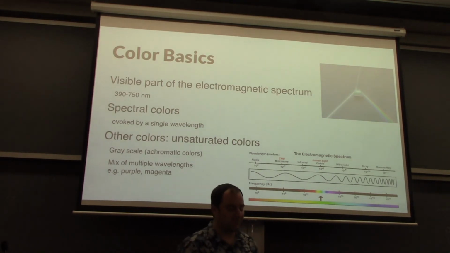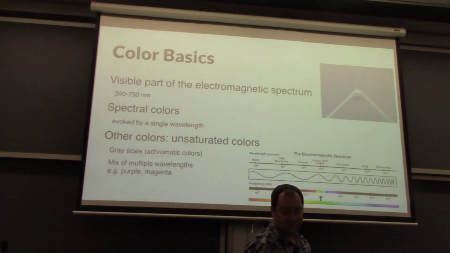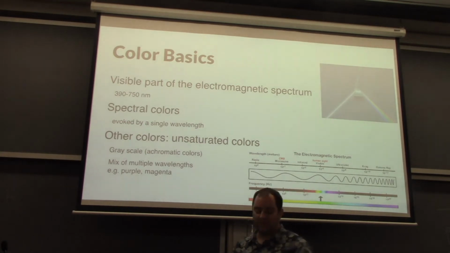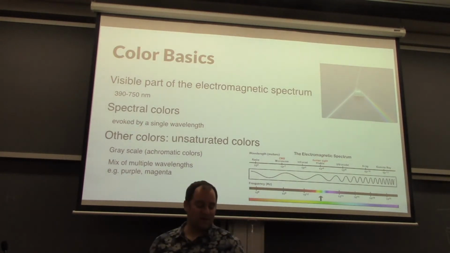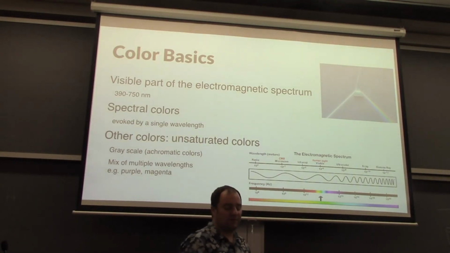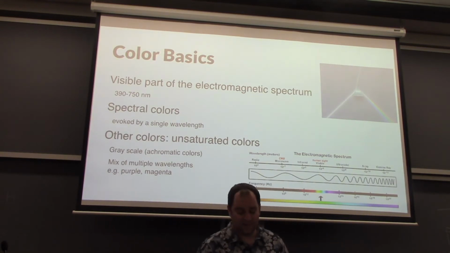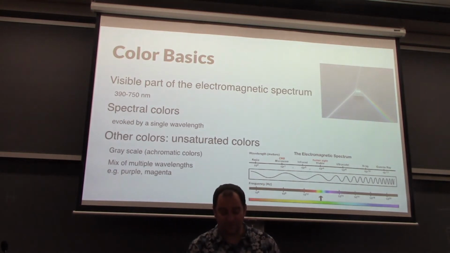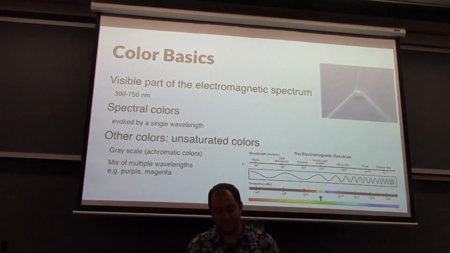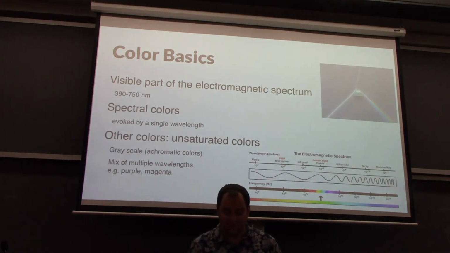And there are special colors, which are the spectral colors, which are evoked by a single wavelength. Most colors that we actually see are unsaturated colors. They're a mix of multiple wavelengths of multiple intensities. And then we also have, just like the stimulus without color, the grayscale. So here you can see a part of the electromagnetic spectrum, and the visible spectrum for humans is this kind of smallish band right here.